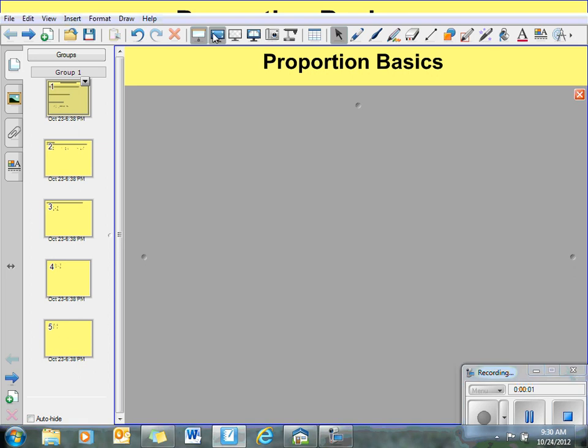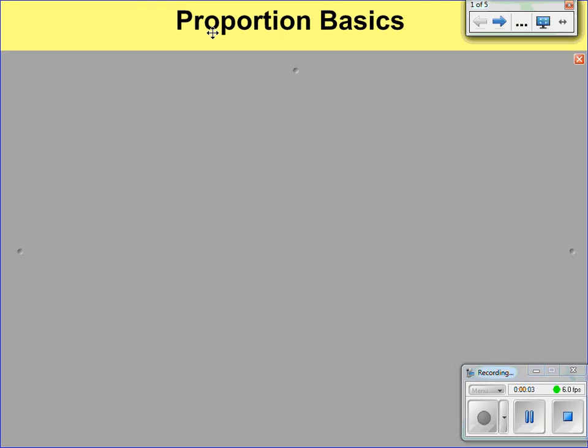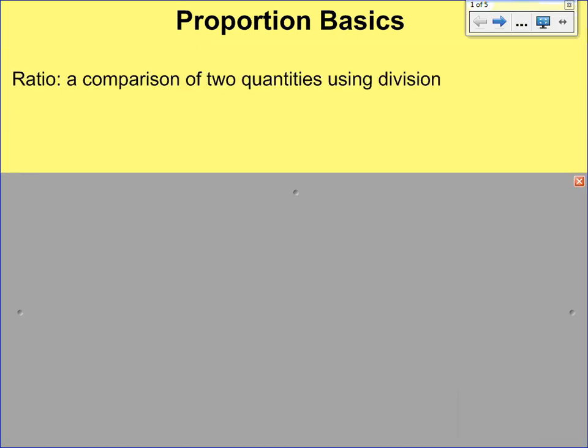This video is going to introduce to you proportion basics. Many of you have studied proportions in the past, and we're going to start today with a few definitions. The first definition is for ratio. A ratio is simply a comparison of two quantities using division. There are a couple different ways that we can write a ratio.